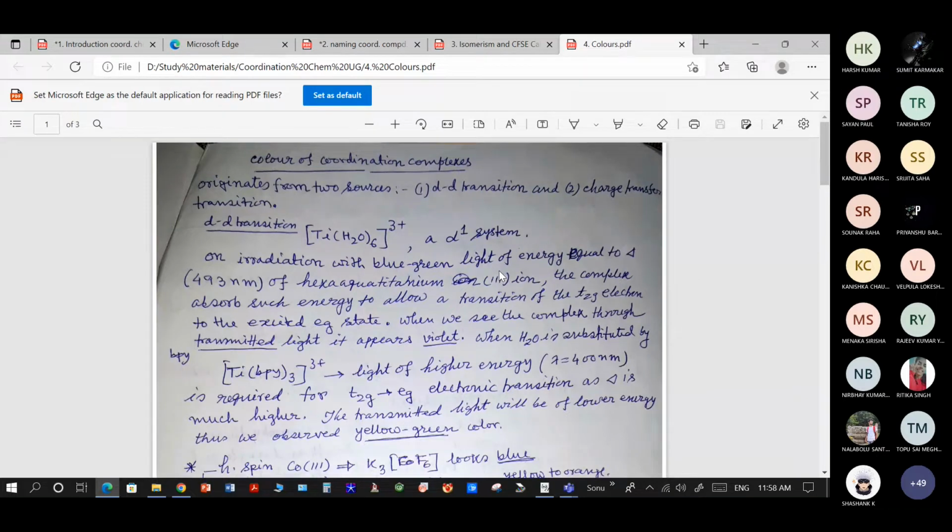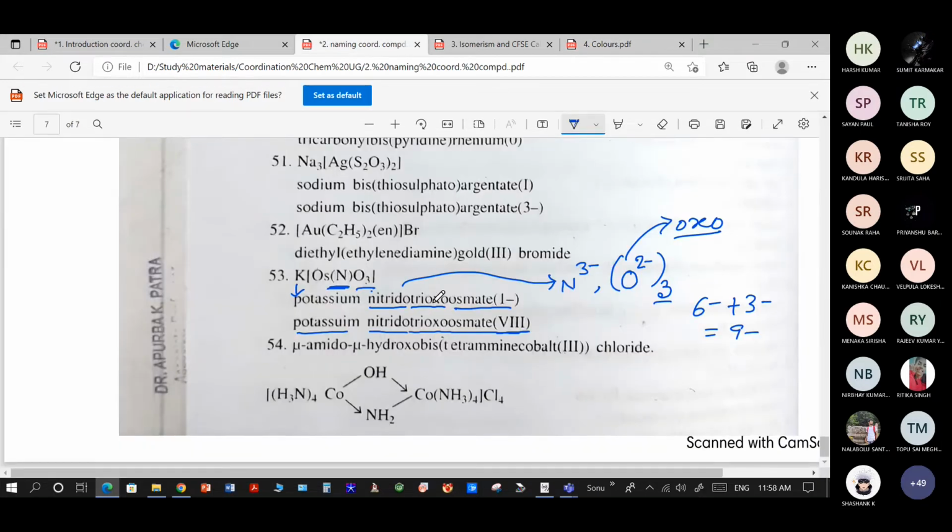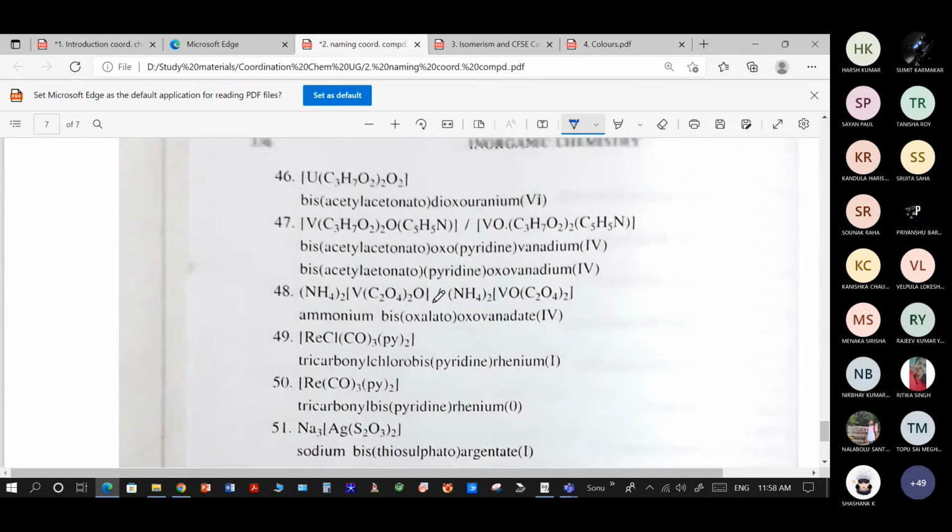So, naming of the coordination complexes. I hope that you can do it easily. The naming one. In the next class, we will try to follow the isomerism things and then CFSE calculations. It will take a little bit of time.